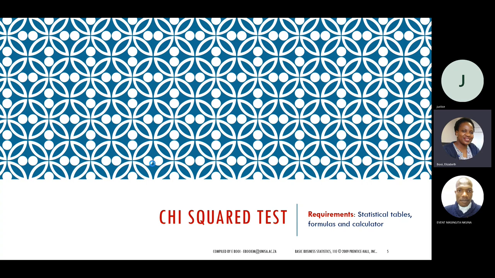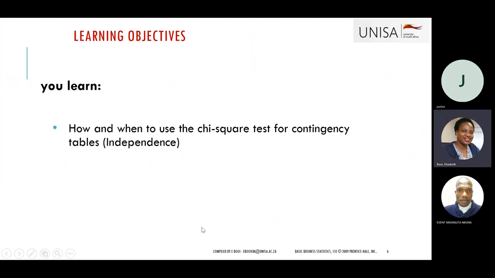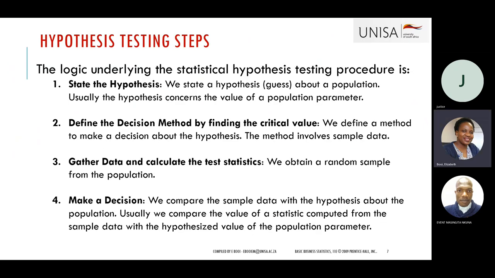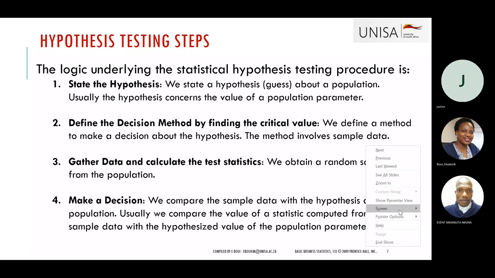Okay, so let's get to it then. By the end of the session, you should be able to know how and when to use chi-square test for contingency table, or what we call for independence. Like with hypothesis testing, with chi-square test, there are four steps that you always need to know and remember to do in order for you to be able to answer questions. Step number one is stating your hypothesis testing statement.